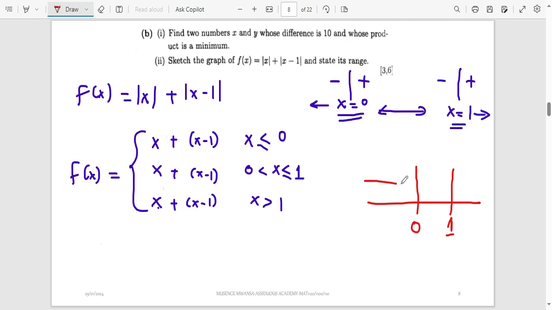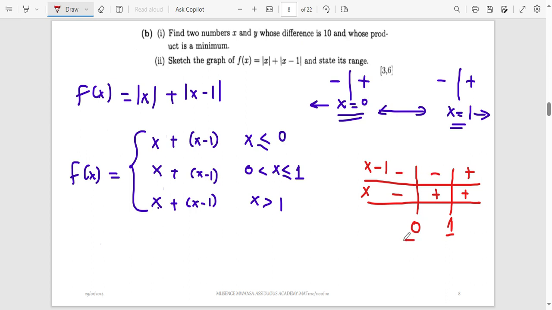Remember, we had two factors that we had equated to 0. It was x and x minus 1. When we equated x to 0, we found a 0. We said any factor above 0, we put where there is x, it will give us a positive. Anything below 0 gives us a negative. When we equated x minus 1 to 0, we found a 1. Anything above 1 will give us a positive, and anything below will give us a negative.